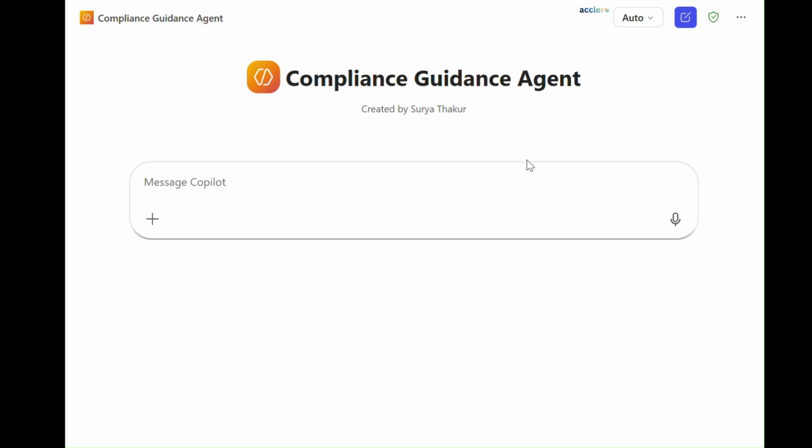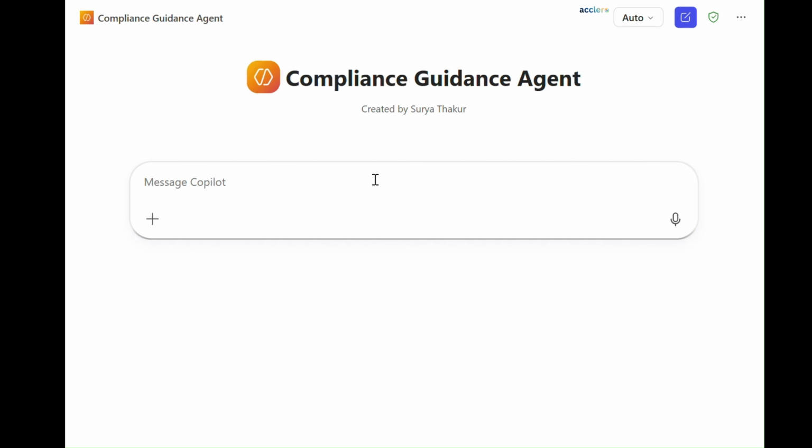In regulated operations, quality issues are usually identified too late, during audits, after cases are already completed. This leads to rework, escalations and penalties. This solution changes that by embedding compliance guidance directly into decision making while the case is still in progress.